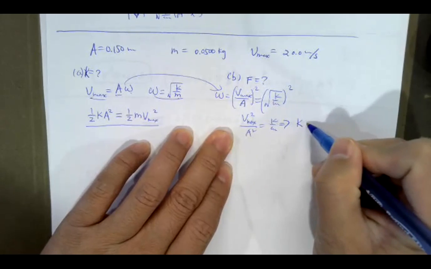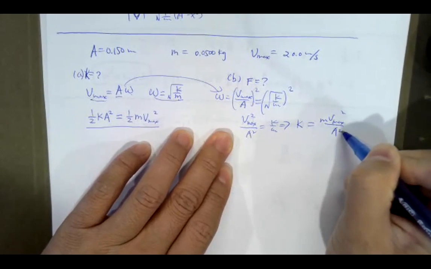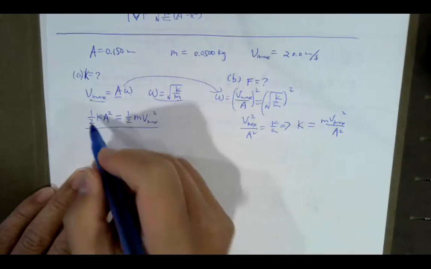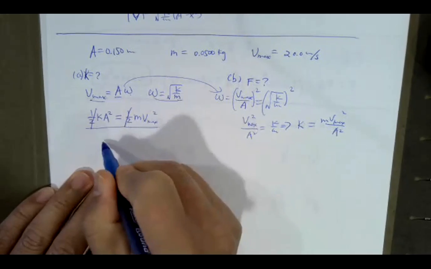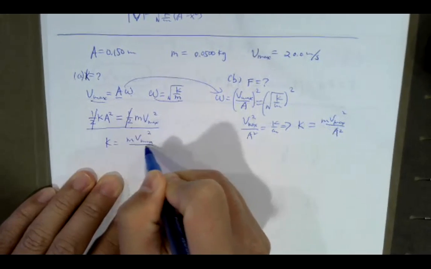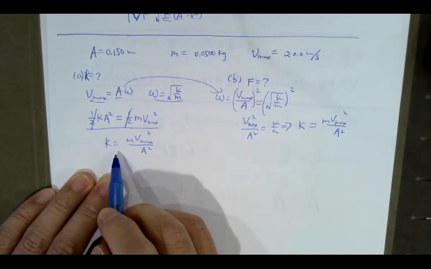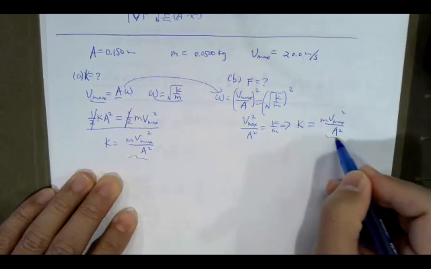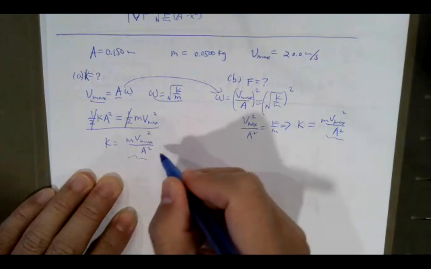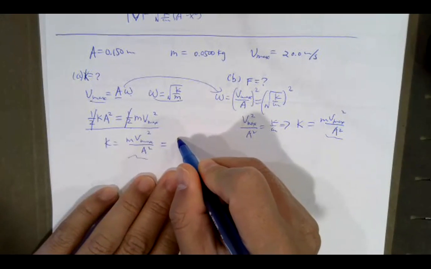So that tells you your K is equal to M V max squared over A squared. From here, you will also arrive that K is equal to M V max squared divided by A squared, because you divide both sides by A squared to give you K. So they are the same expression, really. Then you just plug in the numbers here.